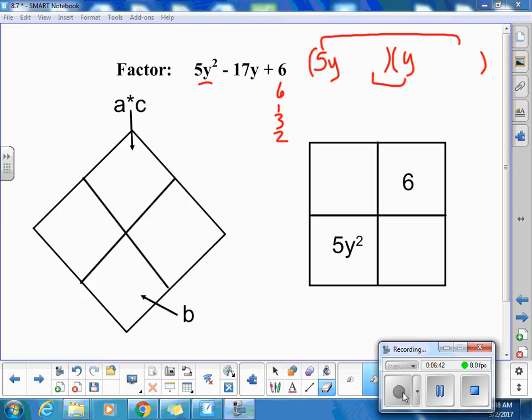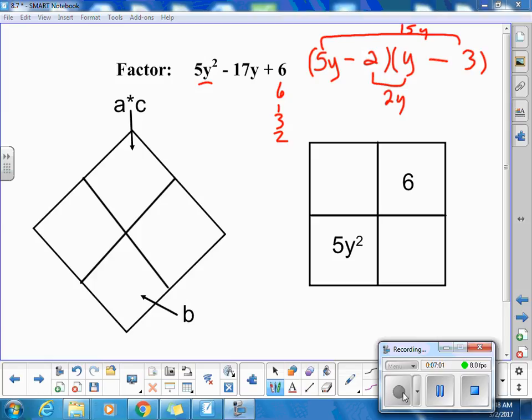Let's try 3 and 2. Let's try the 3 here and the 2 there. If I do that, the top will give me 15y. This will give me 2y. Hey, look at that. So I need this order, and it would be 5y minus 2 and y minus 3.